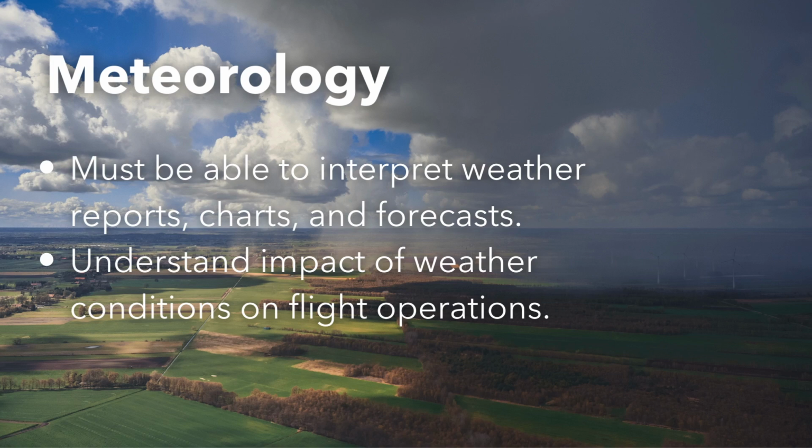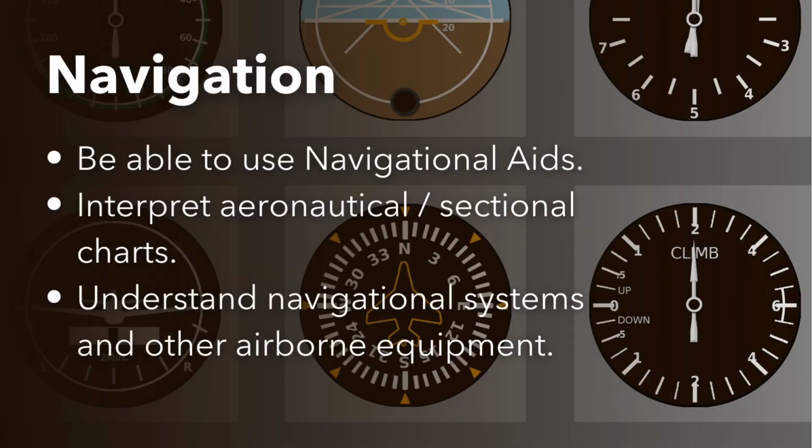Meteorology is another critical area where applicants must be able to interpret and apply meteorological reports, charts, and forecasts. They need to understand how weather conditions affect flight operations, including the causes and effects of icing, and develop strategies for hazardous weather avoidance. Navigation skills are equally important, encompassing the use of aeronautical charts, navigation instruments, and aids, as well as an understanding of navigation systems and the operation of airborne equipment. This knowledge is crucial for ensuring accurate navigation during all phases of flight.